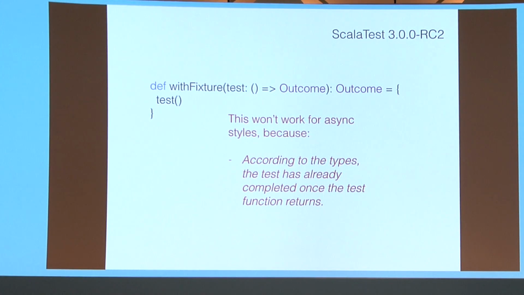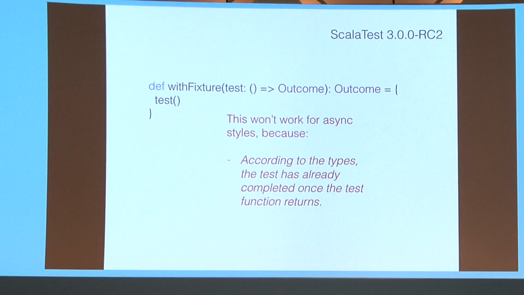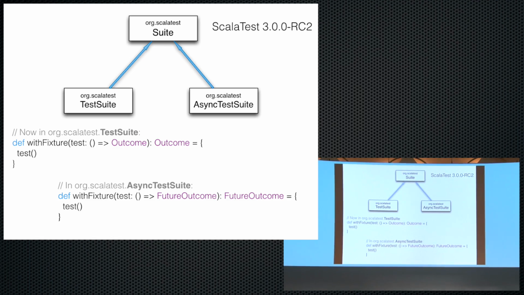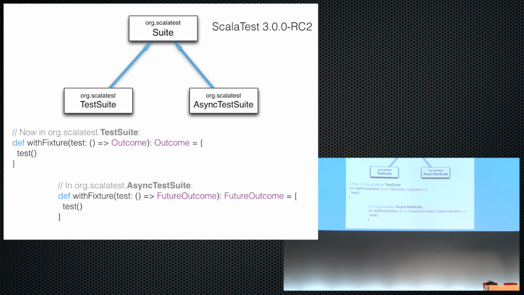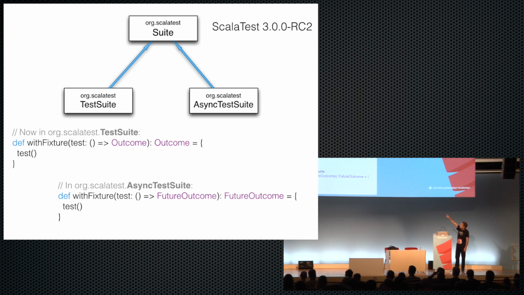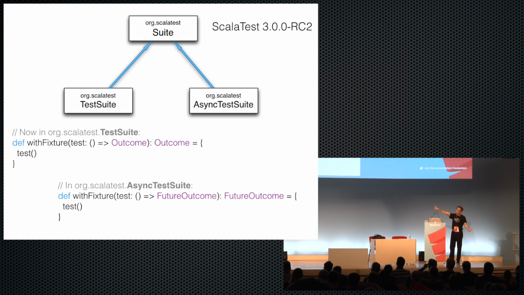So this just doesn't work for async because the type of this function and the type of the with fixture method, just like do get, says that the test is finished when these things return. So what we ended up doing was, there are very few breaking changes in 3.0, but there are 5, and I'll go over them quickly at the end. This one, what I did is I took the with fixture method out of suite, and I moved it down into something new called test suite.